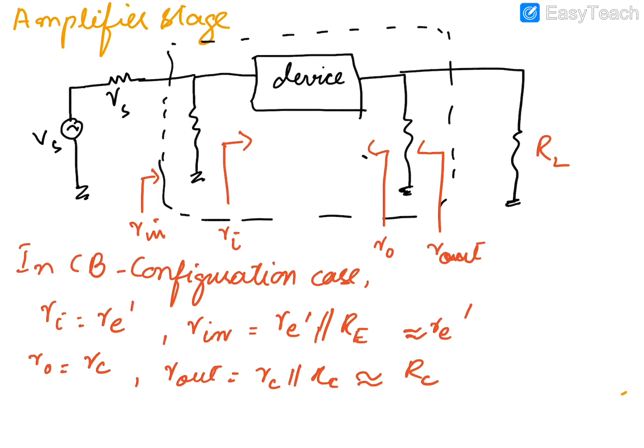R naught and Ri are basically the internal resistances of the transistor. So in the common base configuration case, we have Ri equal to Re dash. Rin is equal to the parallel combination of Re dash and capital Re, which is approximately equal to Re dash. R naught is equal to rc, the collector resistance. Rout is equal to the parallel combination of Rc and capital Rc, which is approximately equal to capital Rc, because Rc is much less than the value of small rc.